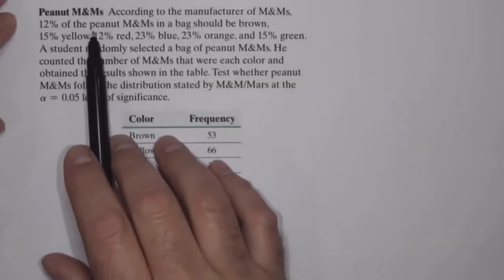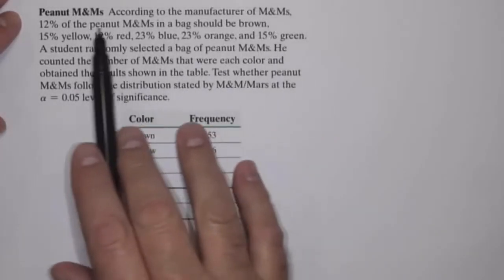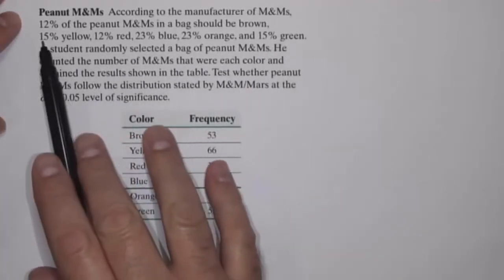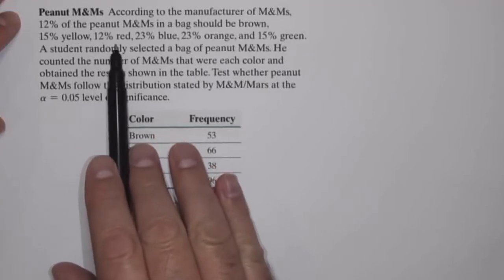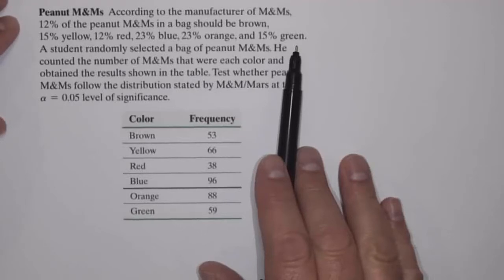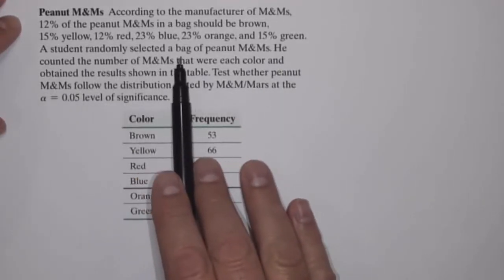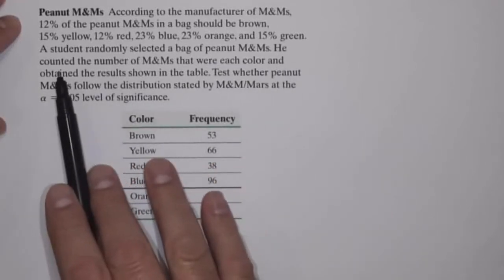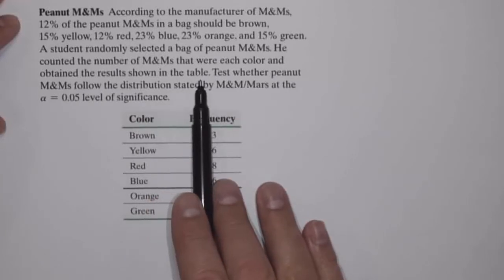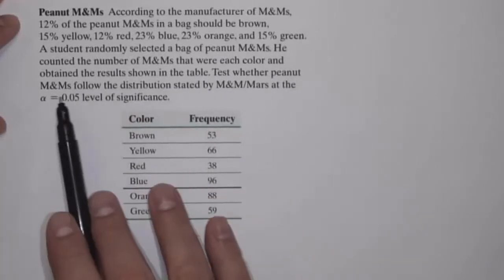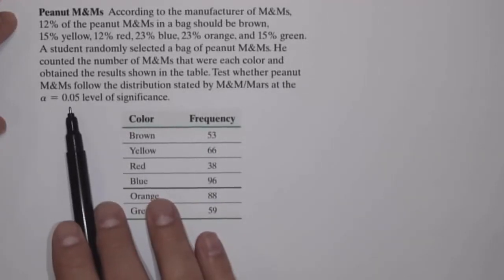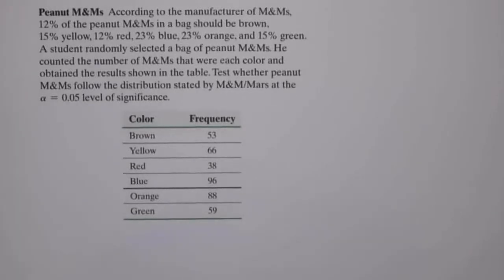So peanut M&Ms. According to the manufacturer of M&Ms, 12% of peanut M&Ms in a bag should be brown, 15% should be yellow, 12% red, 23% blue, 23% orange, and 15% green. A student randomly selected a bag of peanut M&Ms. He counted the number of M&Ms that were each color and obtained the results shown in the table. Test whether peanut M&Ms follow the distribution stated by M&M Mars at the alpha equals 0.05 level of significance.